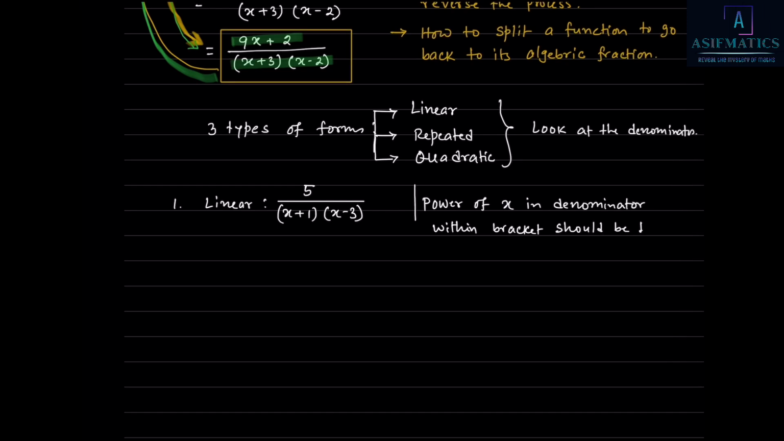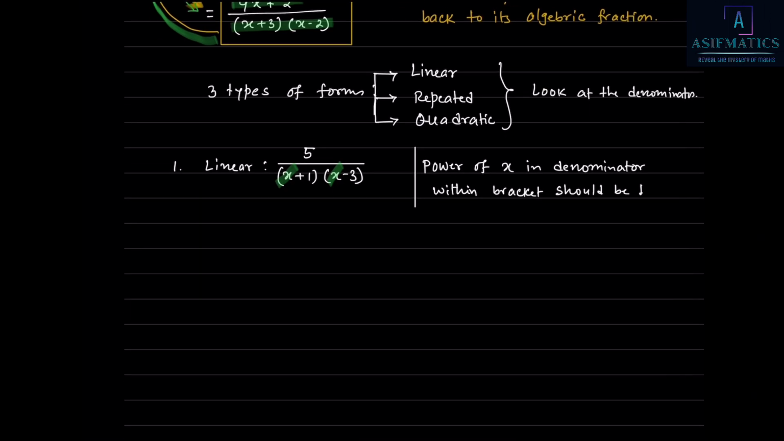So what I'm trying to say is, you need to identify, is it linear? So how do you identify linear? Look at the x. The x here is just within the bracket, the power of x is 1. That means this is linear. You do not need to multiply, just need to identify that the x power is 1. Now the second case, which we can call repeated.